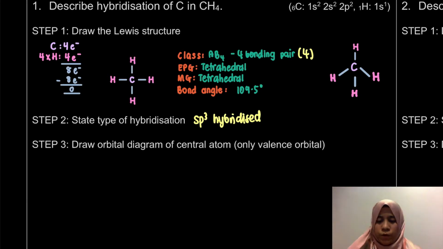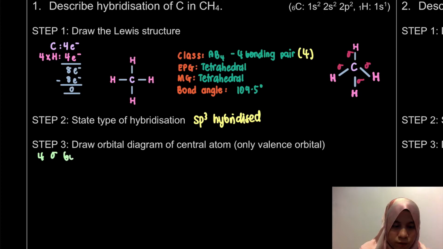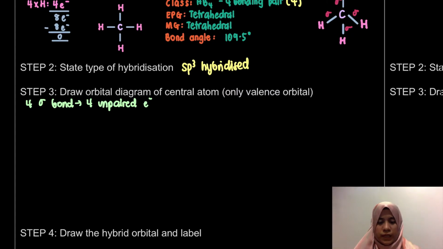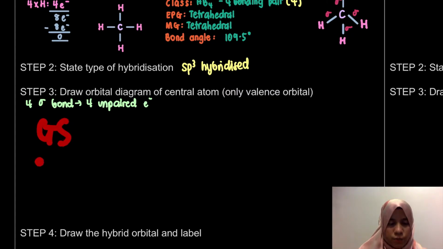Okay, so when we look upon our shape itself, so kita tengok, we have 1, 2, 3, 4. Okay, we have 4 sigma bond. So, what does it mean here for 4 sigma bond? So, we will have 4 unpaired electron. Okay, so bila dia jadi 4 unpaired electron, so let's do the hybridization. Okay, so macam ni kita akan start dengan ground state dulu, then excited state, baru hybridized state.